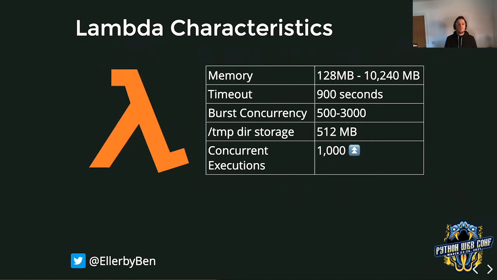So in terms of memory, we can go from 128 megabytes to 10,240. In terms of timeout, it's limited to 900 seconds, which is 15 minutes. Burst concurrency, we're going to dig into in a moment, but that's how we can handle traffic spikes. The temp directory, which is the only place you can write to disk on Lambda, is limited to 512 megabytes, although there is now support for EFS, and you can also write to S3 as well. And concurrent executions, the interesting part for this talk, by default limited to 1,000. But that's a soft limit that can be raised to quite a high degree on AWS by raising support tickets.